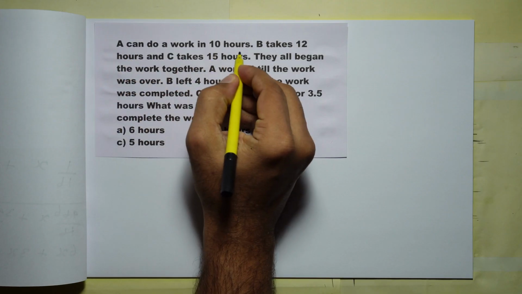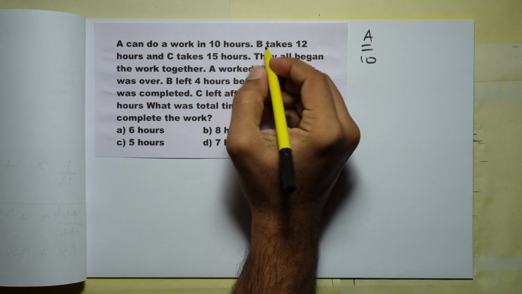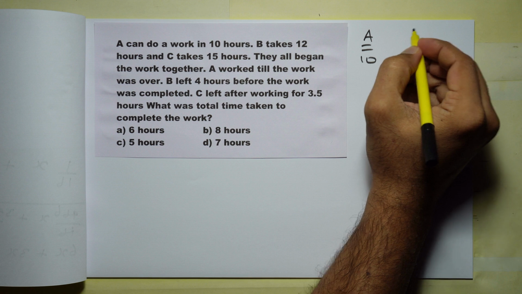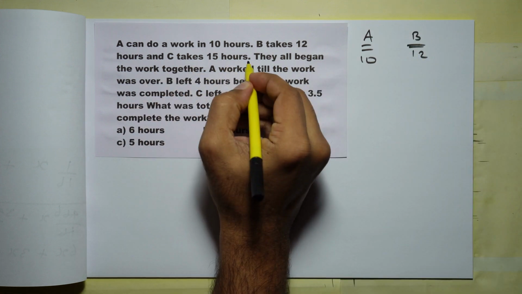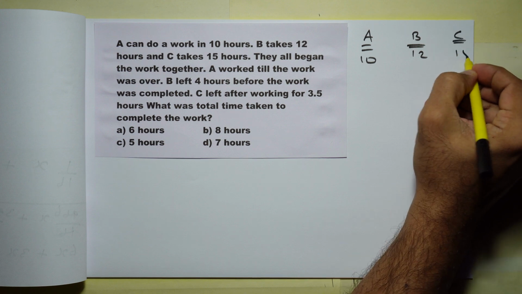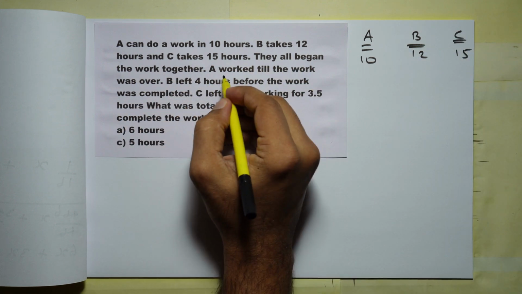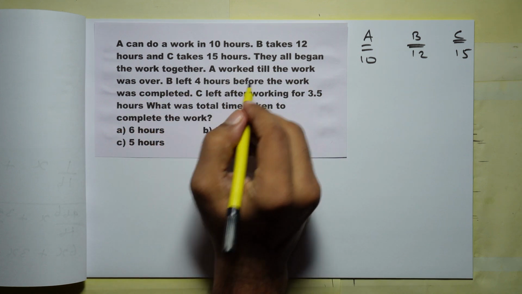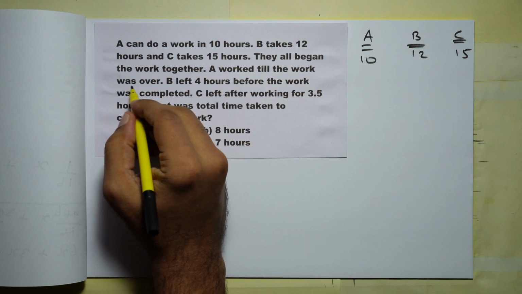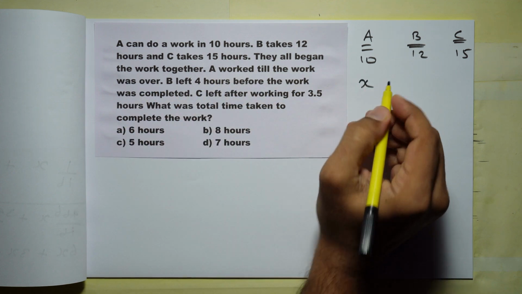A can do a work in 10 hours. So A can complete the work in 10 hours, B takes 12 hours, and C takes 15 hours. They all began the work together. A worked till the work was over. So we will assume that the total time for the work to be over is x hours, and A works for the full x hours.